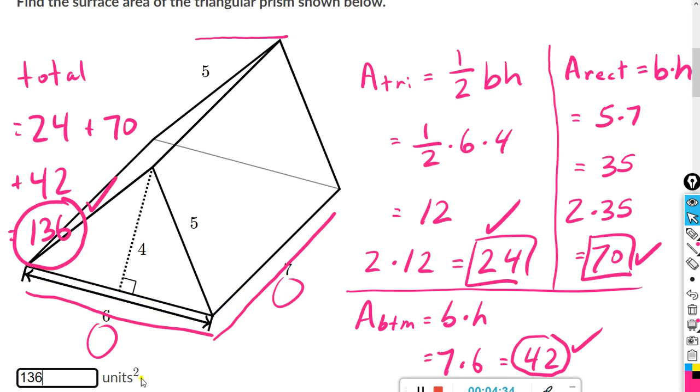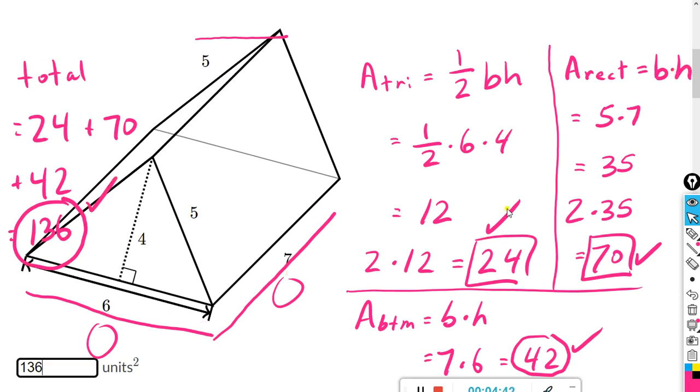And remember, for area, the units are always squared. Since we did base times height, we multiplied the units by each other. That's why the units are squared.